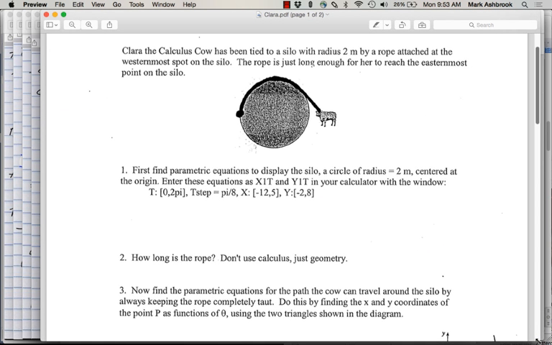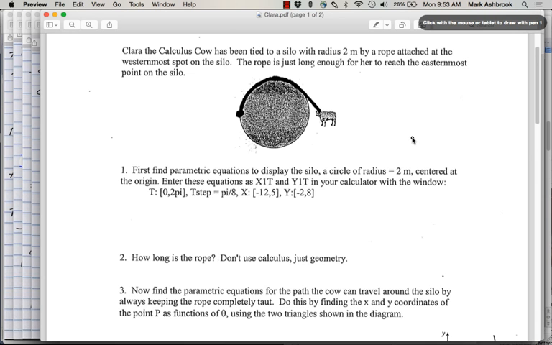All right, the project is about Clara, the calculus cow. She's been tied to a silo, and the radius of the silo is 2 meters. The rope is attached at the westernmost spot on the silo, right here. That's where it's attached. And the rope is just long enough that, if she wanted to, she could reach the easternmost point, but just barely long enough to do that.